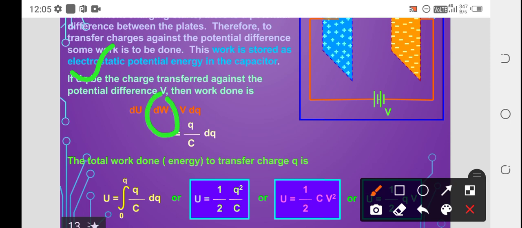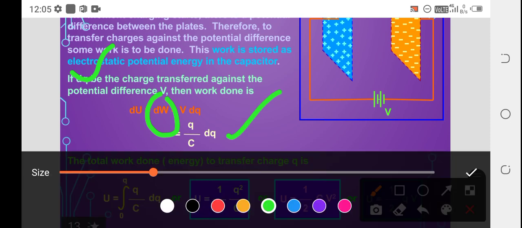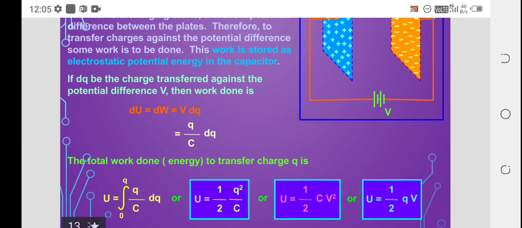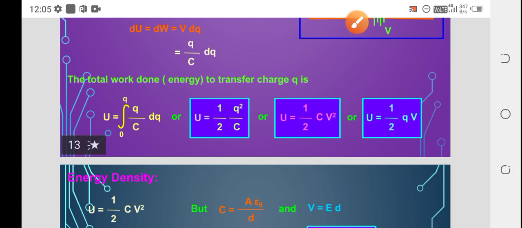The work done dU equals dW, and dW equals V dq. From the capacitor formula, V equals q by C, so dW equals q by C into dq. Now the total work done to transfer charge q is obtained by integrating from 0 to q, which gives U equal to 1 by 2 q square by C.